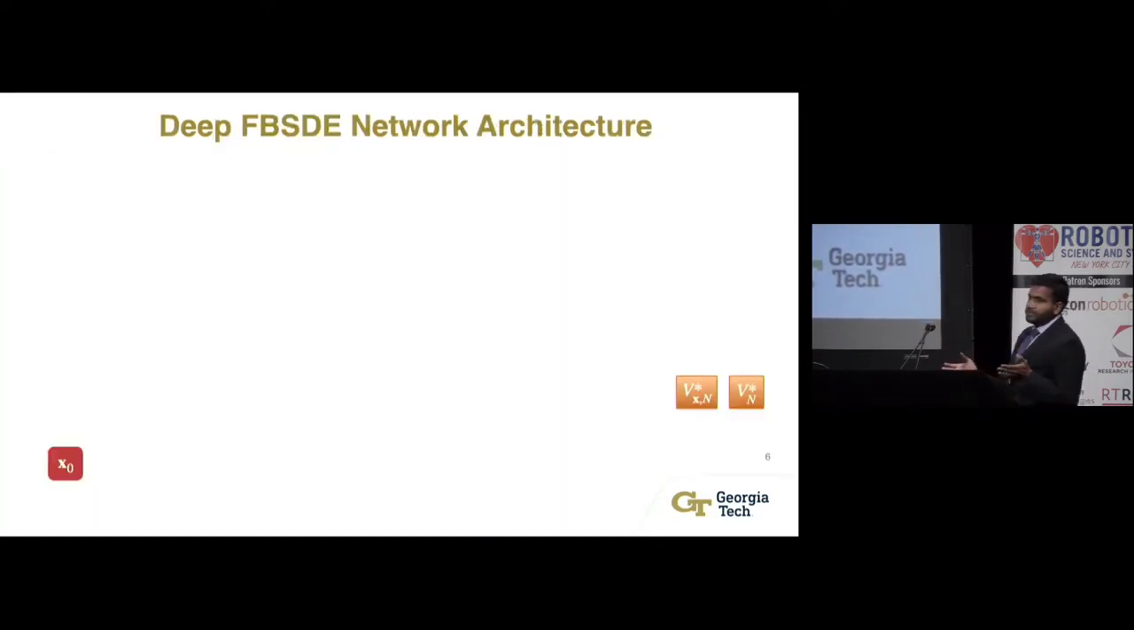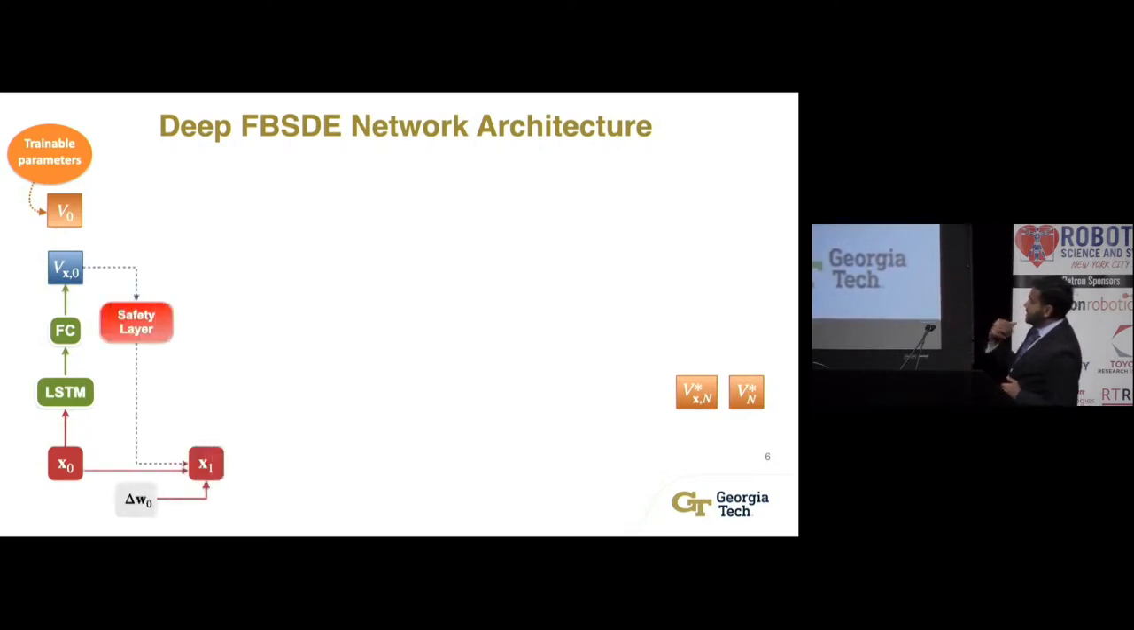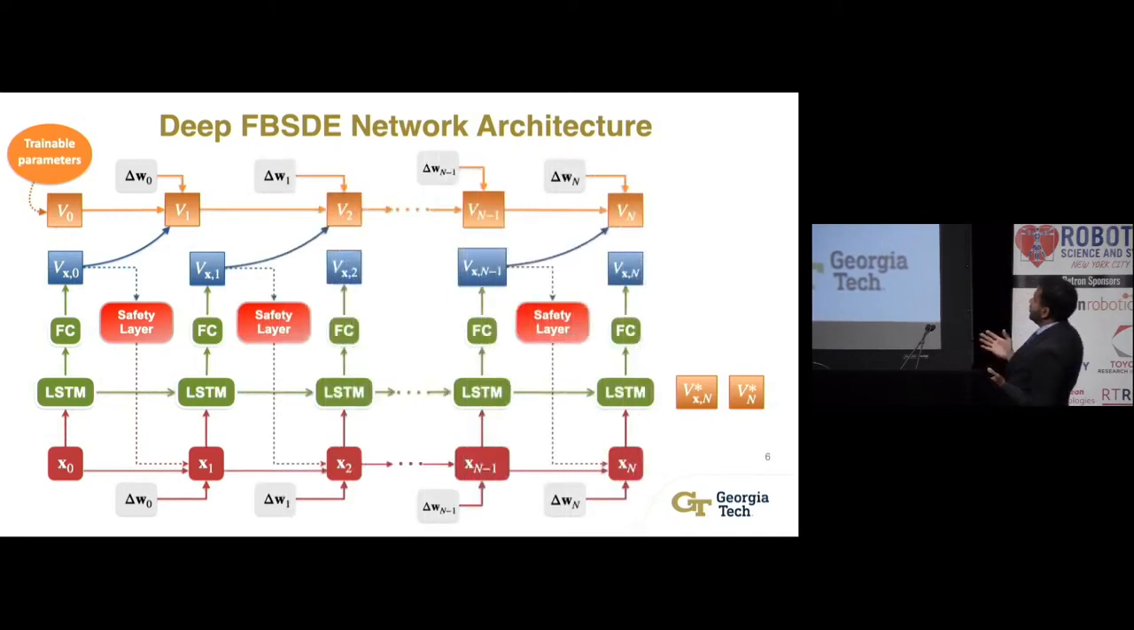Now, backpropagating these BSDEs is notoriously difficult, and therefore this deep FBSDE architecture that we adopt parameterizes the unknown value function at the initial time with trainable weights. An LSTM network predicts the gradient of the value function, fed to a safety layer, which computes a safe control to forward propagate the system. And this is also used to forward propagate the value function. Now, we repeat this at every time step, and this is the unrolled compute graph. Finally, a loss function that compares the true and predicted terminal value is used to train the network.